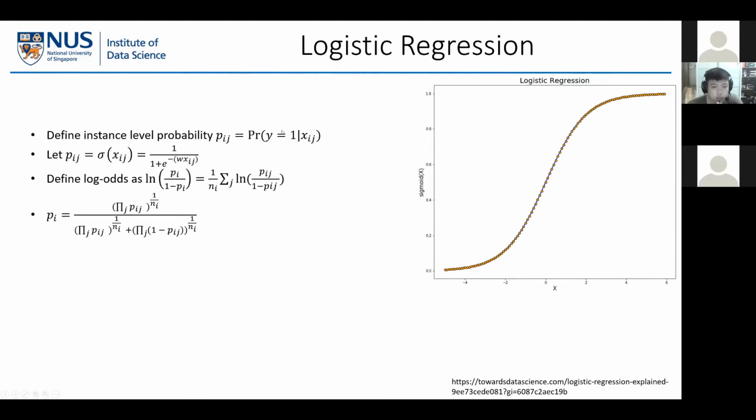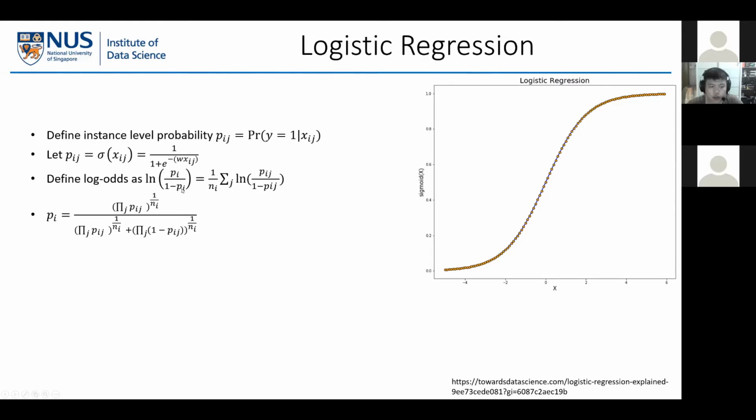So I have the derivations here, which you can go through later. But if we define the instance probability Pij, the probability that the j-th instance of bag i, or instance xij here, belongs to a positive bag, with logistic regression we can create a sigmoid function and learn a weight w that, when multiplied with xij and passed through the sigmoid function, will give us this probability Pij.